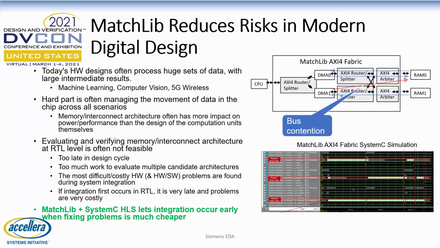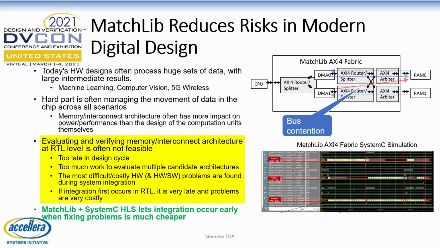MatchLib reduces risk in modern digital design. Today's hardware designs often process huge sets of data with large intermediate results. This could be machine learning, computer vision, or 5G wireless. The hard part is often managing the data movement in the chip across all scenarios. The memory interconnect architecture often has more impact on the power and performance than the design of the computation units. Evaluating and verifying memory interconnect architecture at the RTL level is often not feasible.